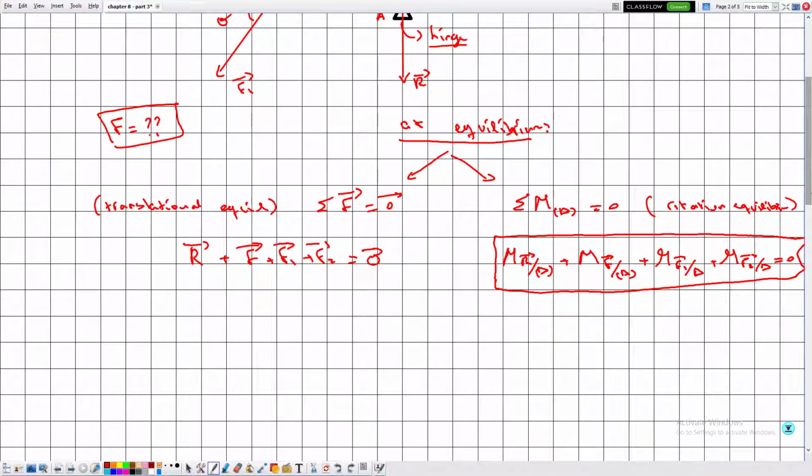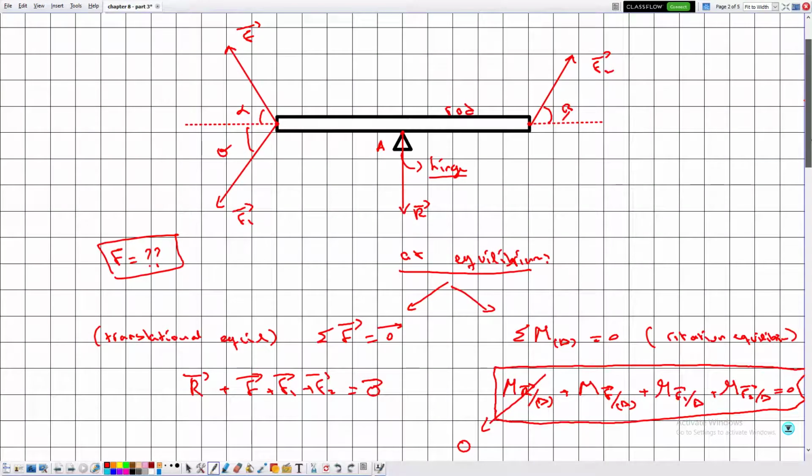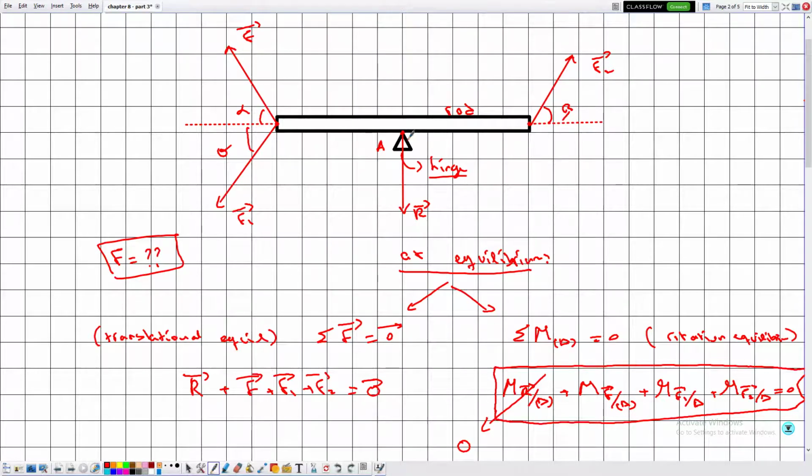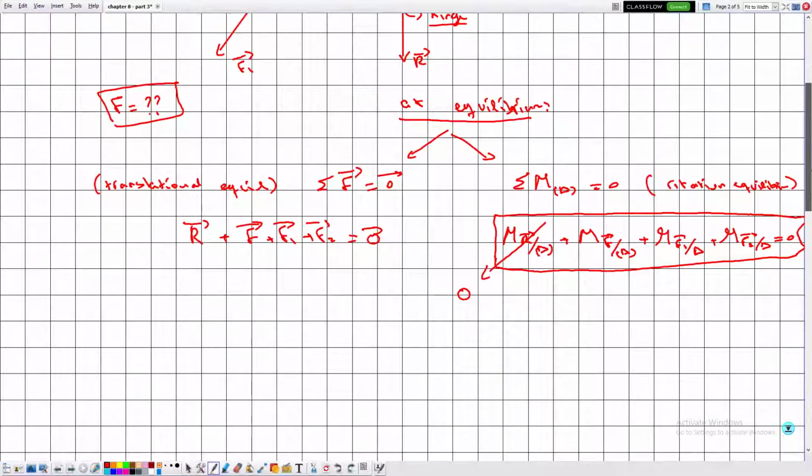In this particular case, the moment of the reaction R is 0, because notice that the line of action of R passes through the axis of rotation, and whenever the line of action of the force passes through the axis of rotation, this force doesn't produce any moment. So let me make the following important note.